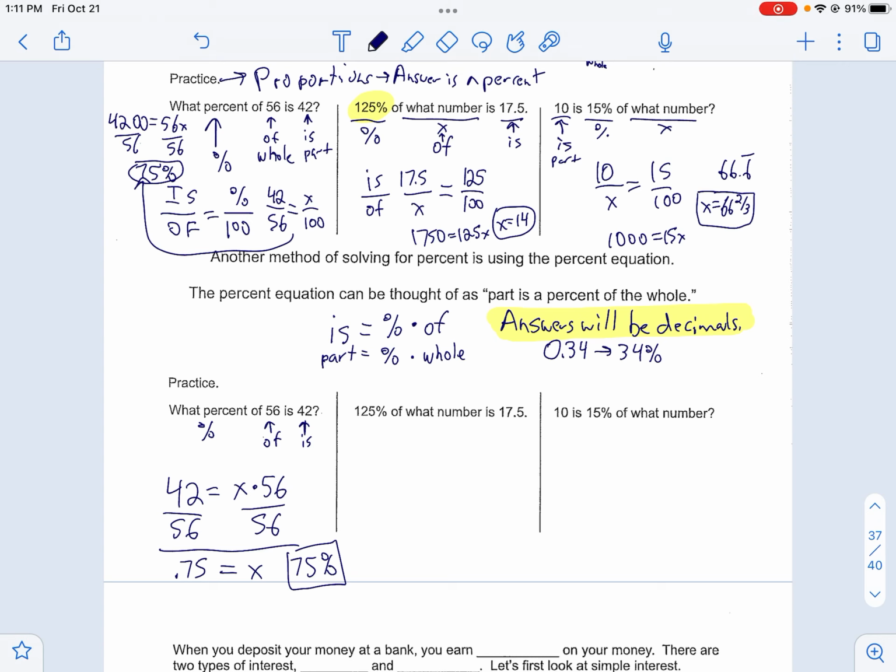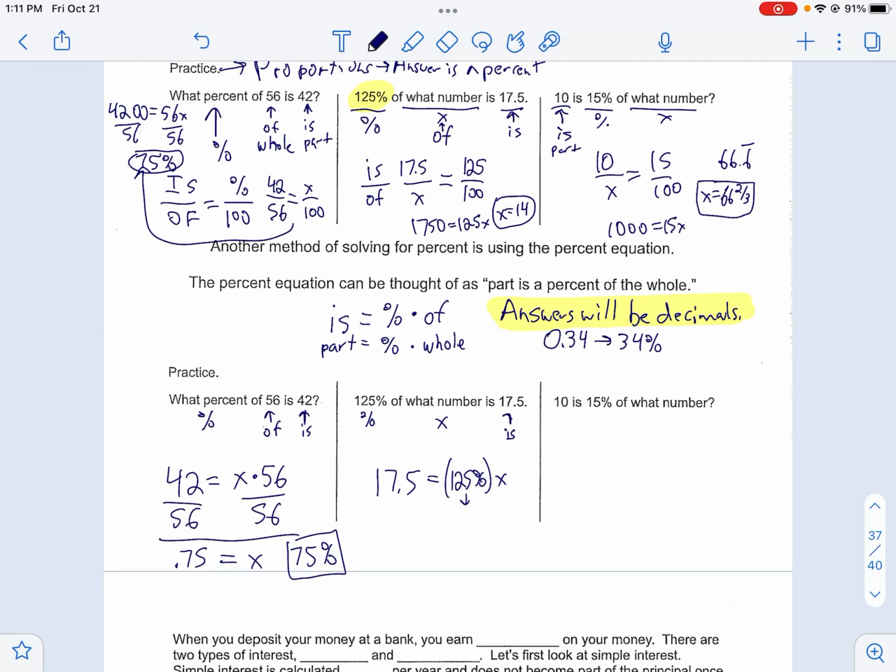All right, so for the second one, we're again given the percent. We're given the "is," and we need to find the "of." So to fill into our formula, we have 17.5 equal to 125% times x. If you're given a percent, in order to do multiplication, you have to write it as a decimal. So if we divide 125% by 100, we'll end up with 1.25. So 1.25 is the same thing as 125%. Now from there, we can solve to get to our final answer. So we'll divide by 1.25 on both sides. And if you do the work on your calculator, you should end up with the same answer, 14, that we ended up with using the proportion.